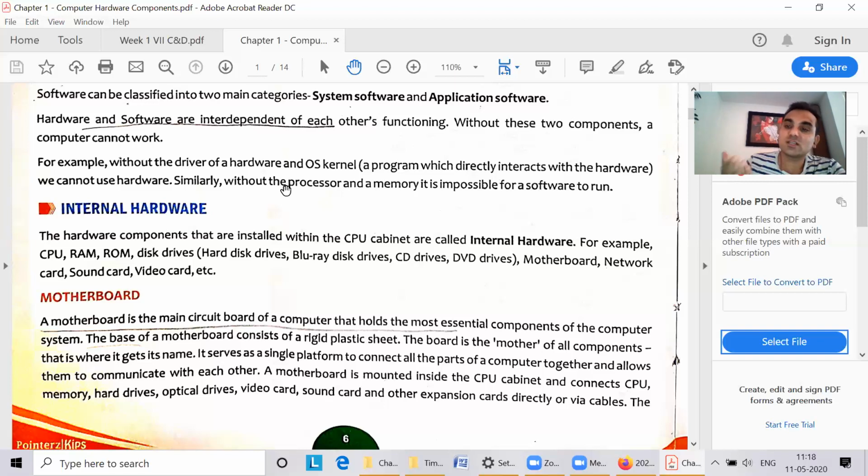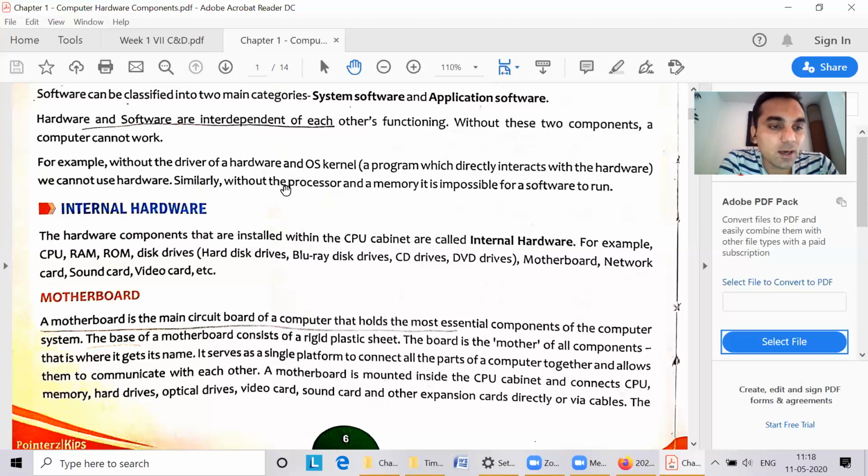This is the information exchange from the computer to the printer. That exchange of information is done by the driver of a hardware and OS kernel, a program which directly interacts with the hardware. We cannot use hardware without it. Similarly, without the processor and the memory, it is impossible for a software to run. So for the functioning of the hardware we require software, and for software to get the task done, we require hardware.